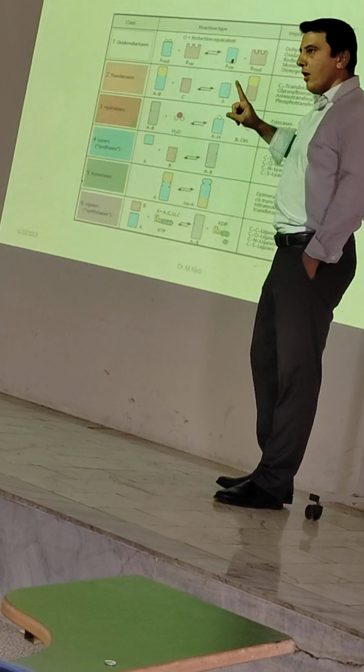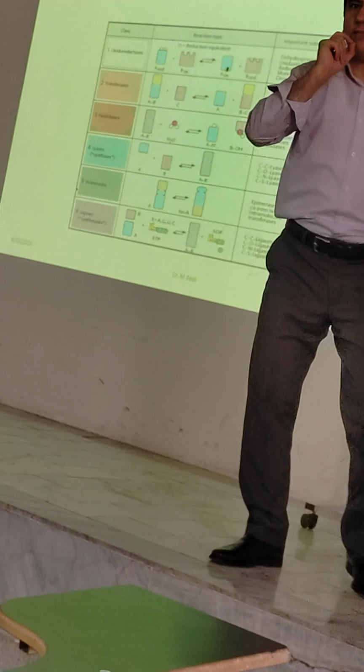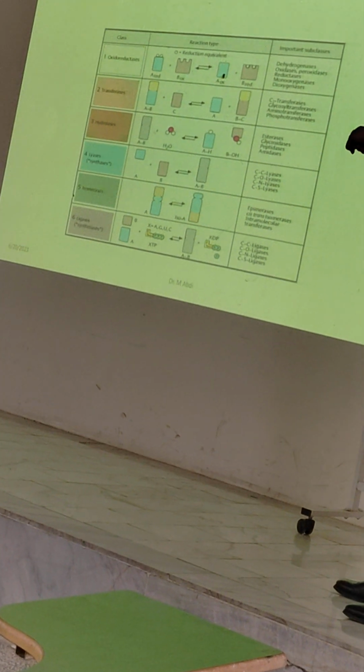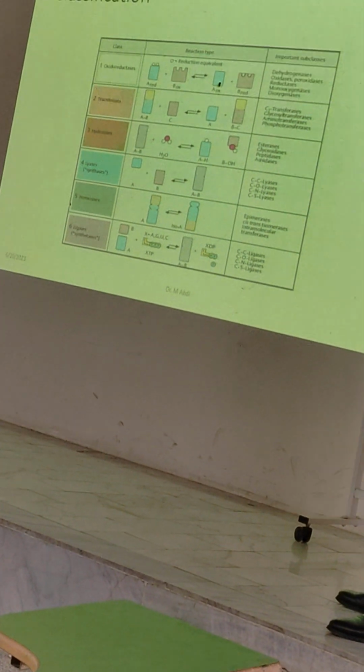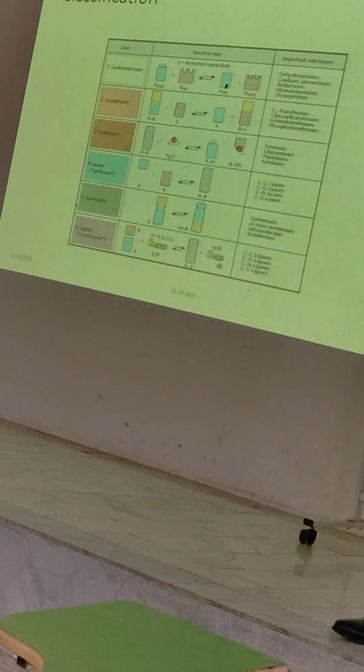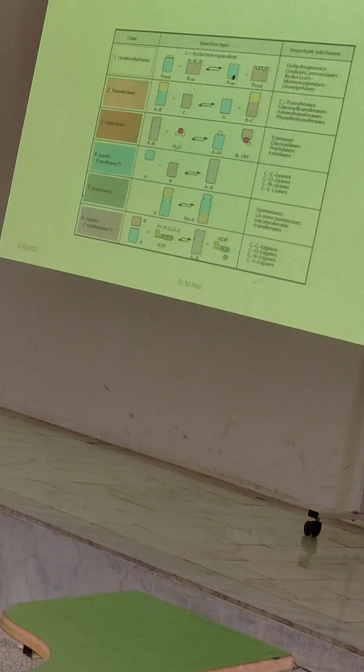Another point: which type of enzyme can produce ATP for us? The last one. In the reverse reaction, you can have ATP. So the last class of enzyme can produce it.